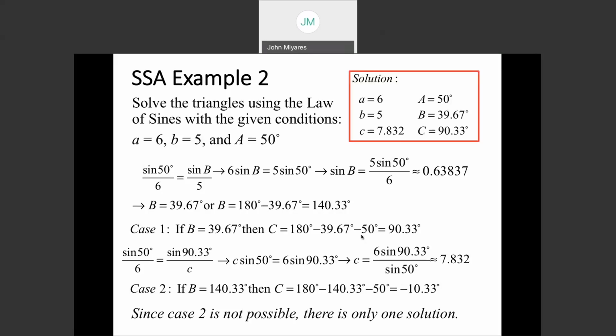Side A equals 6, side B equals 5, side C equals 7.832. Angle A measures 50, angle B measures 39.67 degrees, angle C measures 90.33 degrees.